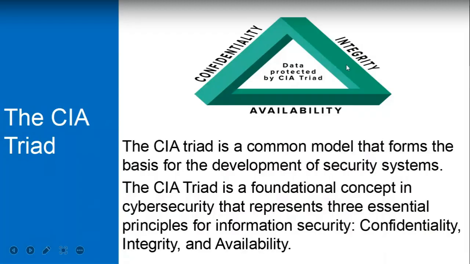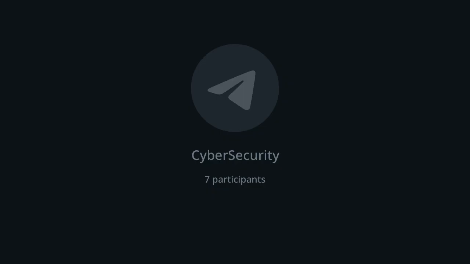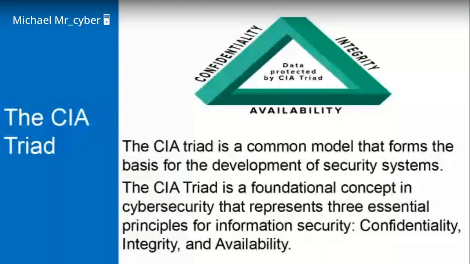So the CIA triad is a common model that forms the basis for the development of security systems. All organizations planning their security system must take into consideration this CIA triad, which is confidentiality, integrity, and availability. The CIA triad is a foundational concept in cybersecurity that represents three essential principles for information security. That is confidentiality, integrity, and availability. So let's take them one after the other.